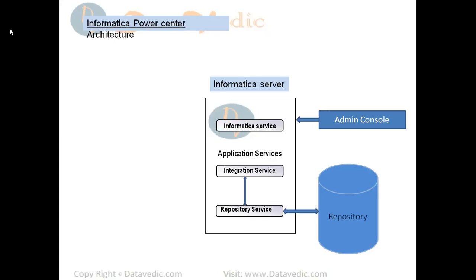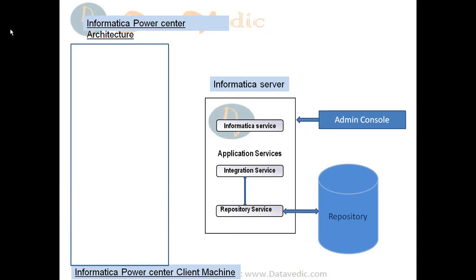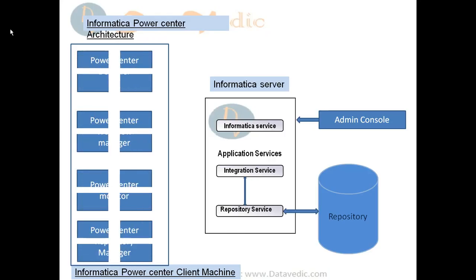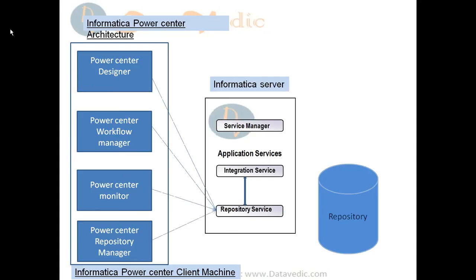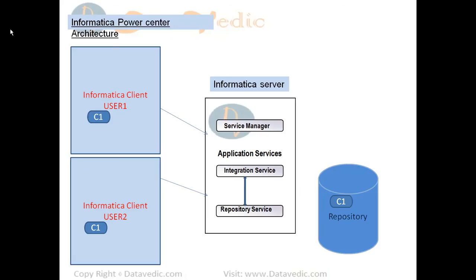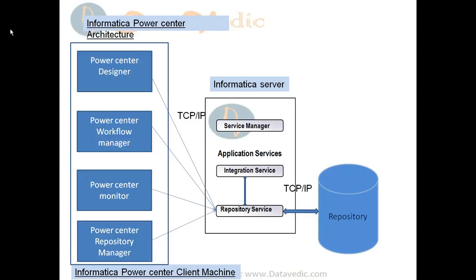The repository service is to access the repository, and the integration service is to execute the code in the repository. And assume the other box is the Informatica PowerCenter client machine. Assume we are going to install the client component in it. When we install the client component, these are the four tools which will be available for the developer to do the development. The client machine will be communicating with the repository service and the repository using TCP/IP connections. So this is how the Informatica architecture looks.